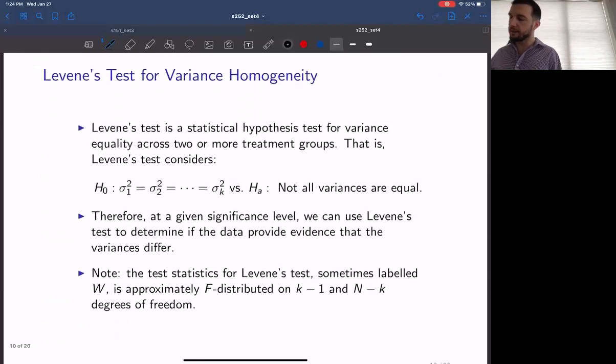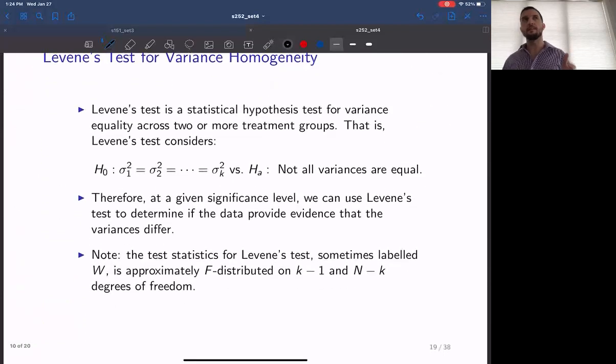All right, so what is Levene's test? Levene's test is a formal hypothesis test about variance equality. The null hypothesis is that all variances are equal against the alternative that not all variances are equal. Levene's test is essentially the one-way ANOVA for variances. So this test is very useful for checking the constant variance assumption of a one-way ANOVA.